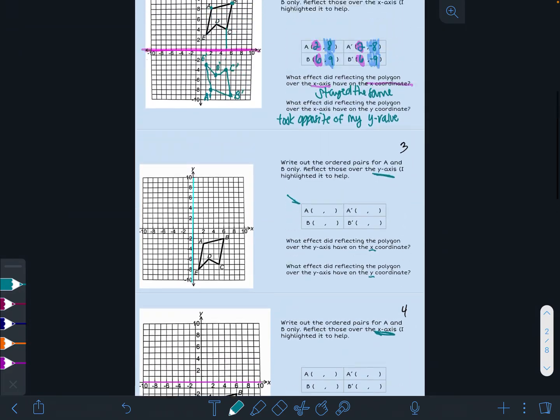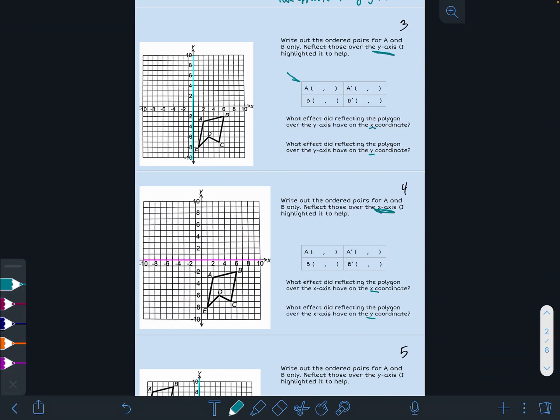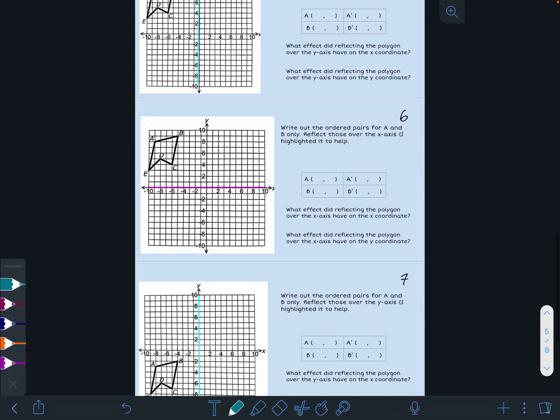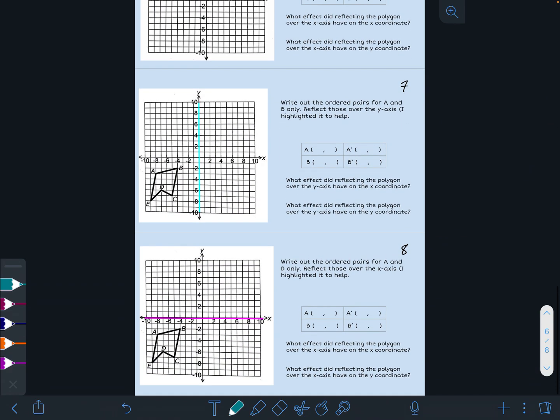It shouldn't be too terrible because these two, 3 and 4, are the same shape. So A and B stay the same. You're just flipping over a different axis. 5 and 6 are in the same spot, just flipping over y and over x. And 7 and 8 are the same shape, same place. You're just flipping over y and x differently. So I want you to pay attention when you're flipping, and make sure you're very careful at noting what's happening to x and y when you're flipping over the x-axis. And what's happening to x and y when you're flipping over the y-axis.